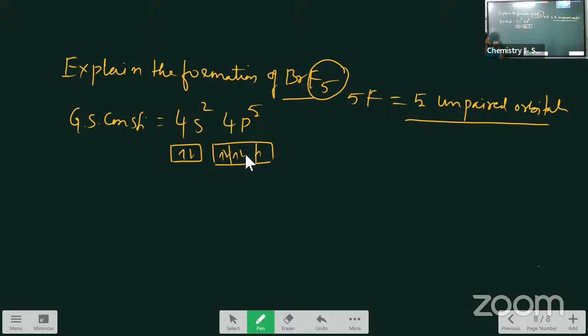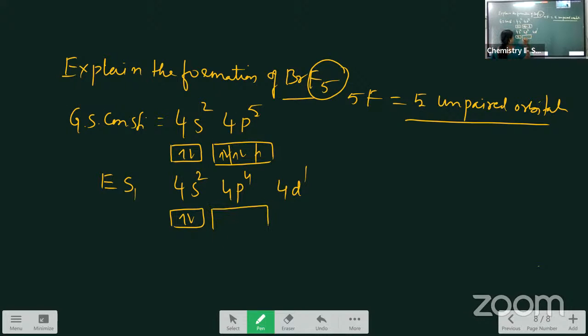Okay, this is the ground state configuration. Then excited state 1. What is the configuration? 4s2, 4p4, 4d1. So there is no need to write its boxes. If you want to write, you can write. Okay? If you want to, you can write; otherwise you can just write the configuration and leave it.